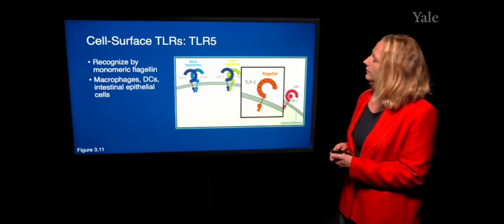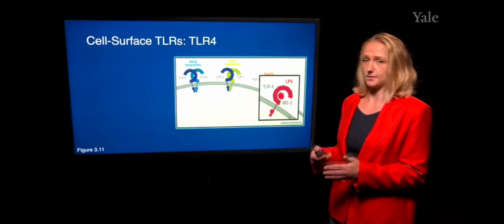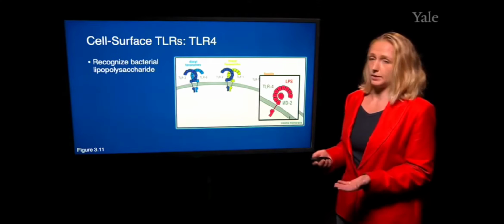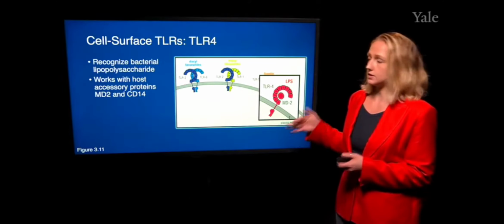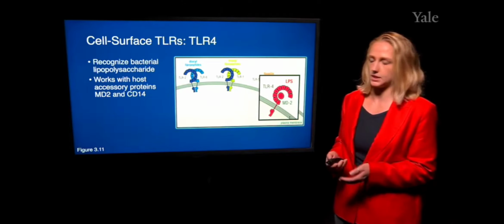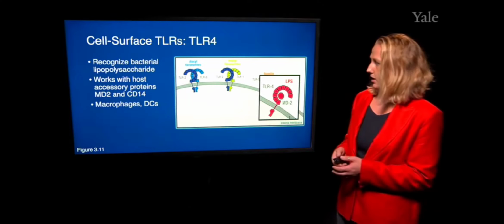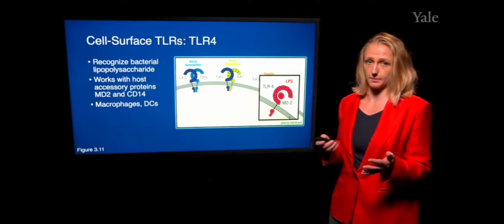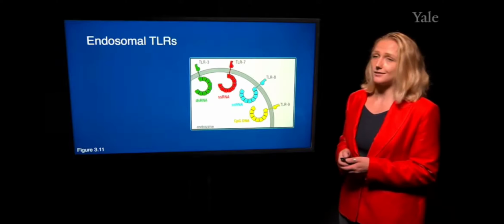And we have TLR4, perhaps one of the most famous TLRs, and it recognizes bacterial lipopolysaccharide. And it works with a variety of additional host accessory proteins called MD2 and CD14, and it's expressed on macrophages and DCs. So those are the major cell surface TLRs that you'll be hearing about throughout the rest of your lectures. Now let's move on to the endosomal TLRs.